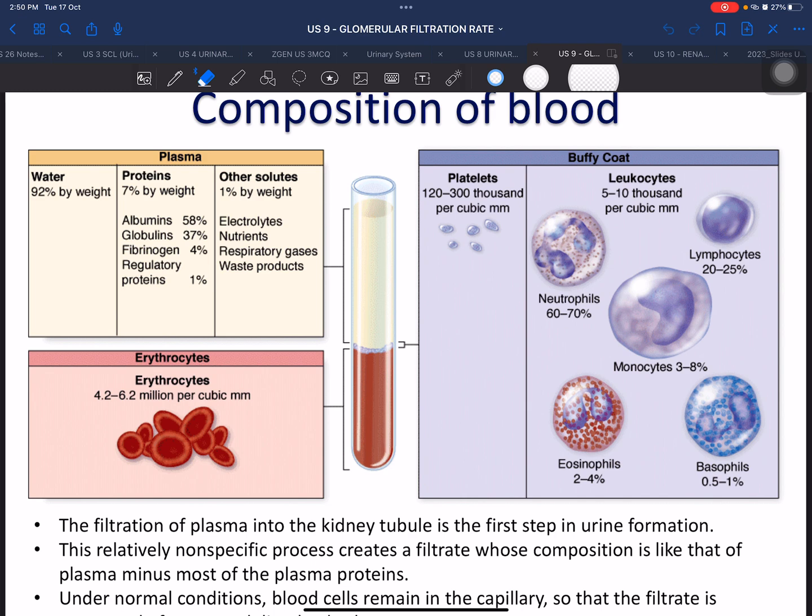It is a relatively non-specific process that creates a filtrate, whose composition is like that of plasma minus most of the plasma proteins. Under normal conditions, the blood cells remain in the capillary, so the filtrate is composed of water and the dissolved solids.